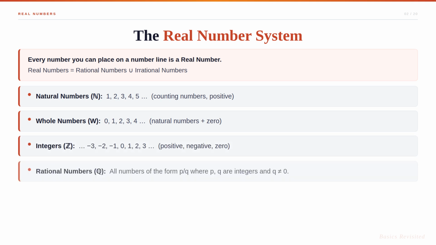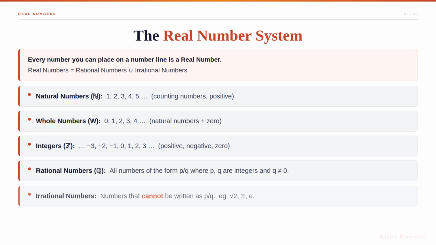Rational numbers are all numbers that can be written in the form p over q, where p and q are integers and q is not 0. Irrational numbers are numbers that cannot be written as p over q, for example, root 2, pi and e.